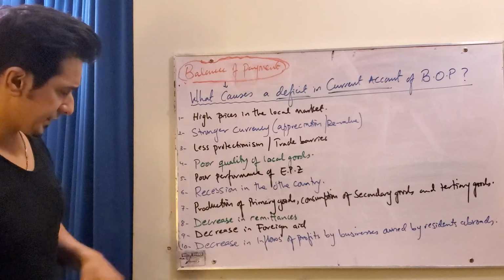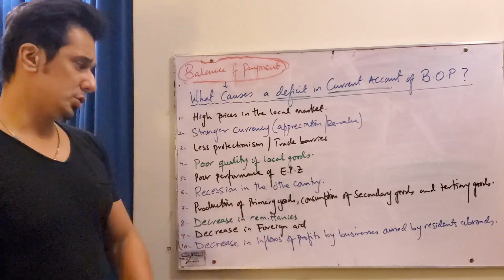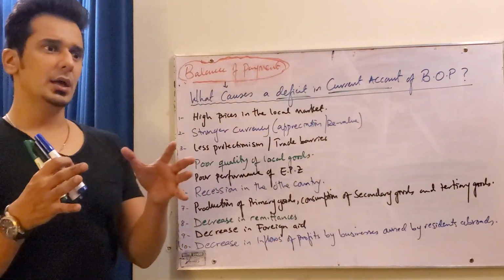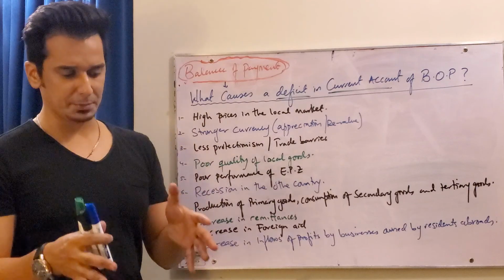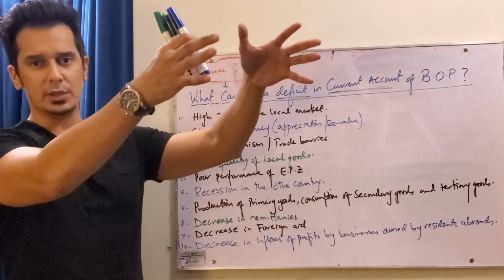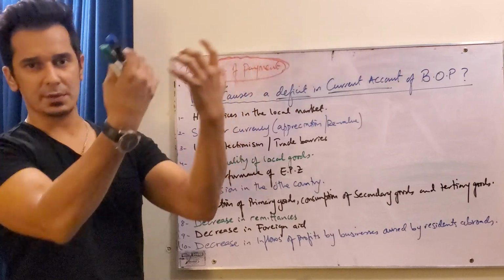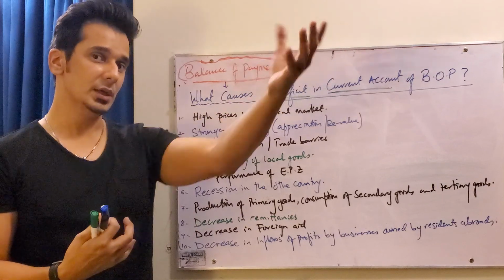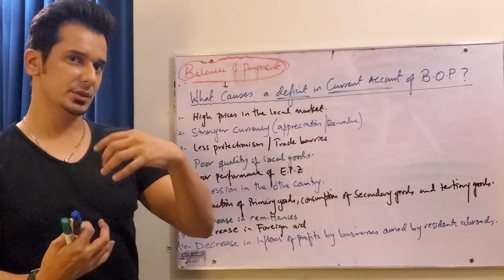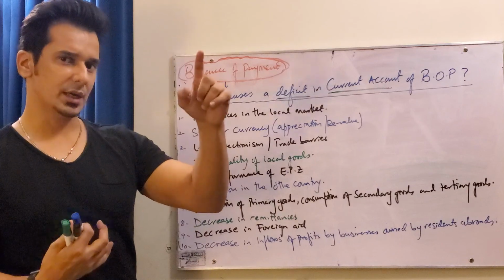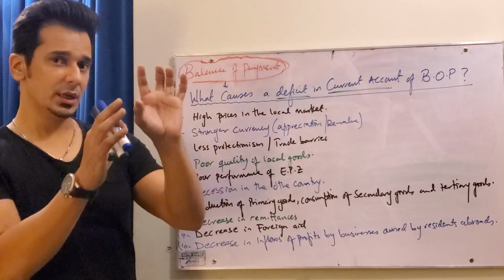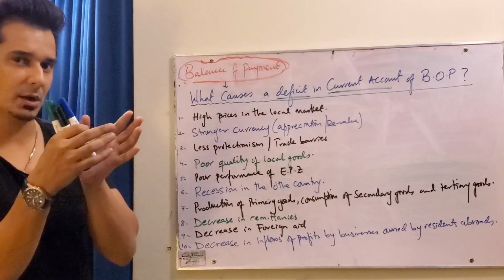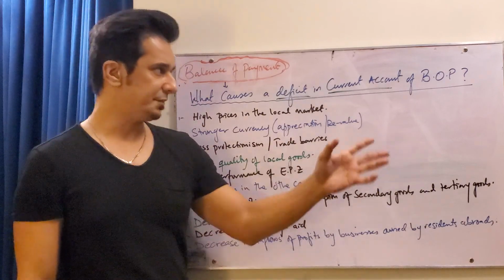The last point, that's the 10th point, decrease in inflows of profits by businesses owned by residents abroad. Let's suppose now the profits that, for example, Pakistani people have invested in UK, and they were receiving profits from UK from their businesses. Now those businesses are not performing well, so the profit inflow would decrease. So that means the current account: trade in goods, no. Trade in services, no. The investment income would be receiving less amount. So this would also create a current account deficit in the balance of payment.